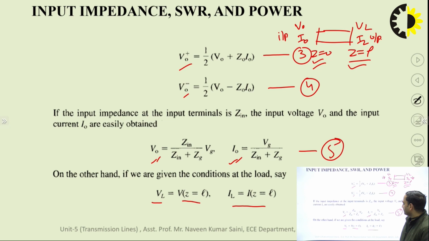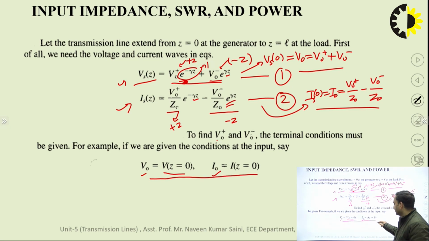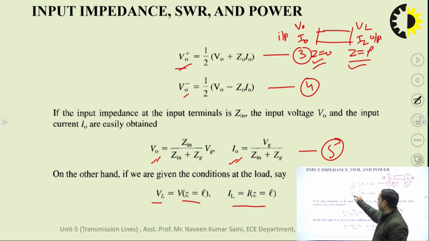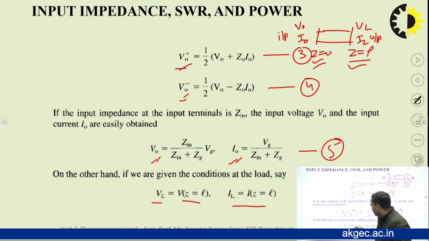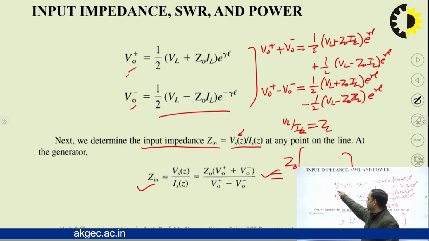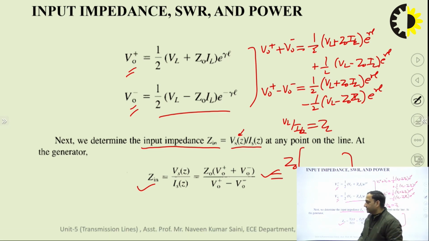This is very simple. First, what we have done, we have simply calculated at Z is equal to 0: we have taken these terms, put them here, and found the values of V naught plus and V naught minus, the first case. Second case, we did it at Z is equal to L, and from this one again we found V naught plus and V naught minus. So V naught plus and V naught minus we have calculated for Z is equal to 0 and Z is equal to L. Okay.